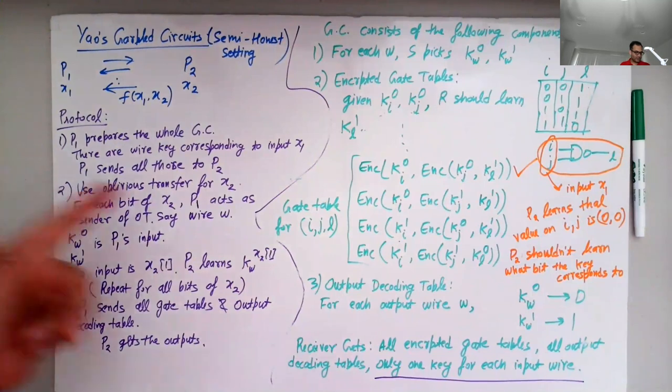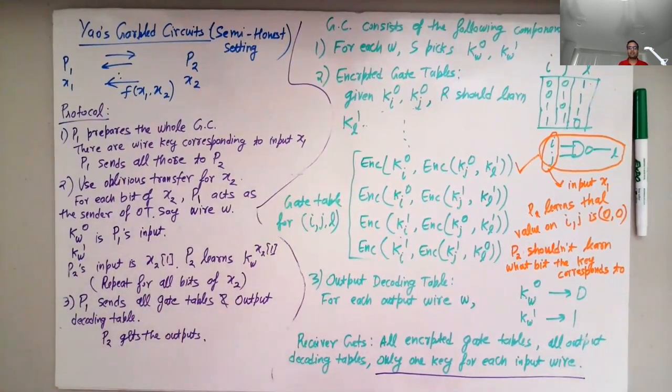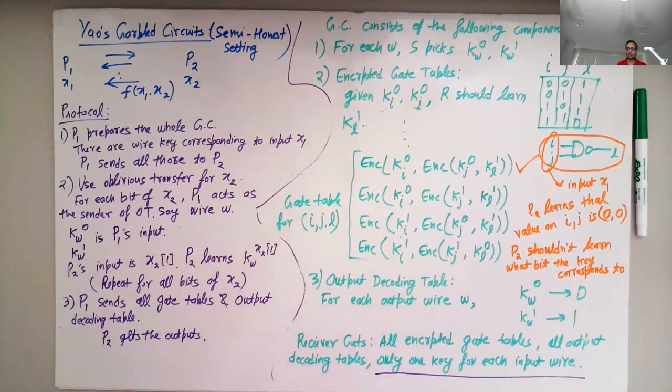So P1 prepares the whole garbled circuit and P1 has X1. So P1 can send the keys corresponding to X1 to P2 directly. The problem only comes when we are looking at X2, because X2 is unknown to P1. And here you get the keys using oblivious transfer. Oblivious transfer really fits in very nicely here because there are two keys for every wire and you are supposed to get only one of them, right? This is exactly what oblivious transfer allows you to do.